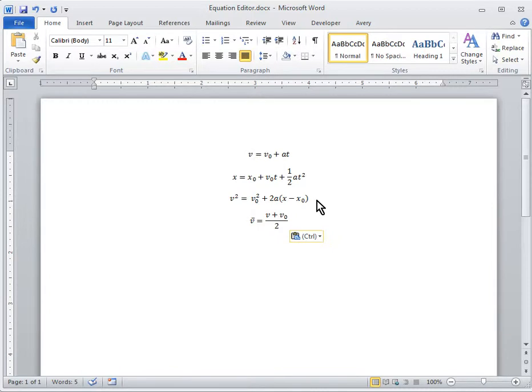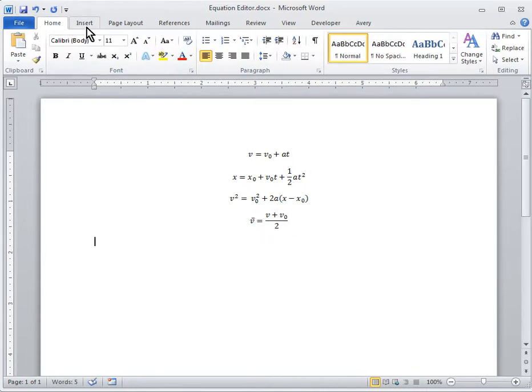Another kind of special equation, v squared equals v0 squared plus 2a times the difference between the final position and initial position, which has no time in it, is useful sometimes. And another definition of the average velocity is the sum of a given velocity, initial velocity, the average over the time period. Let's use the equation editor to see if we can't duplicate some of these equations, and you'll see how it works. So I'll create a new line.